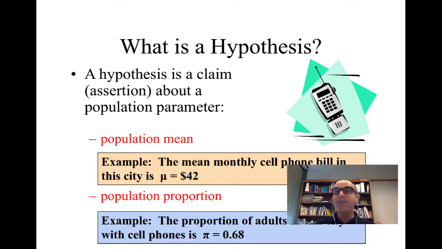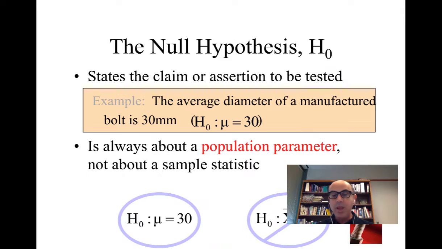So this is about the entire population. If we're going to talk about population proportion, it will be equal to 0.68, and I want you to make sure that you understand the difference between them. The null hypothesis is the statement, the claim, that is to be tested.